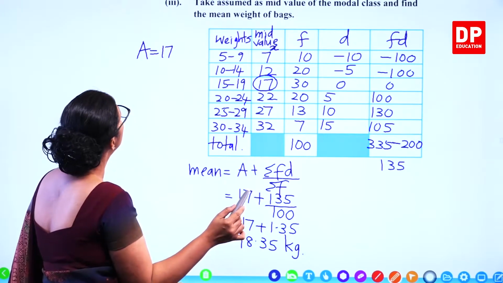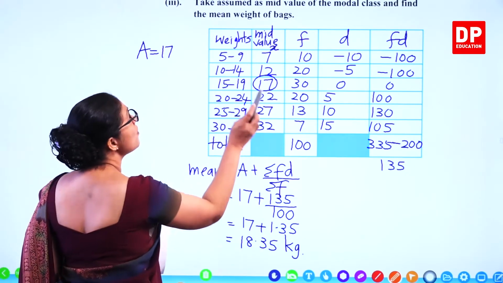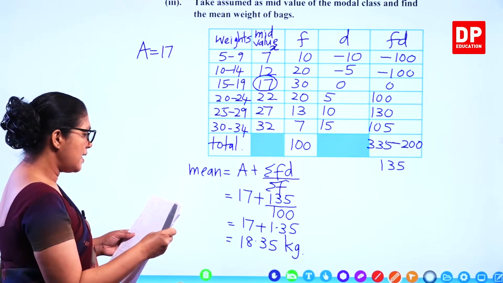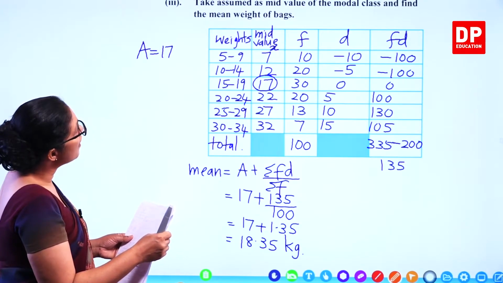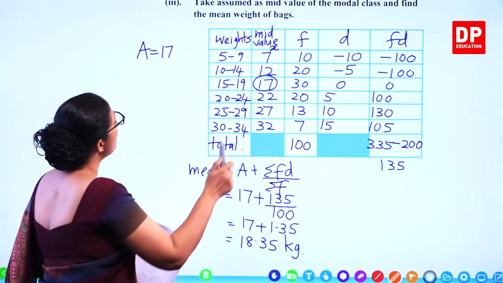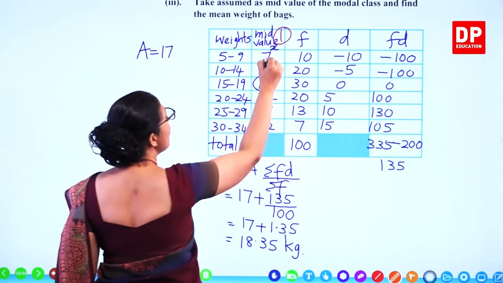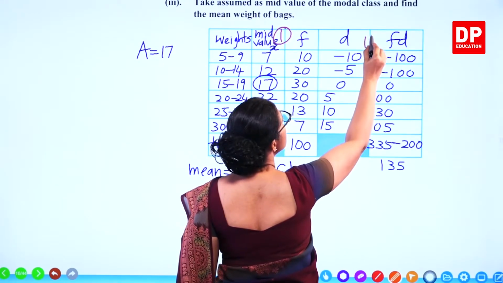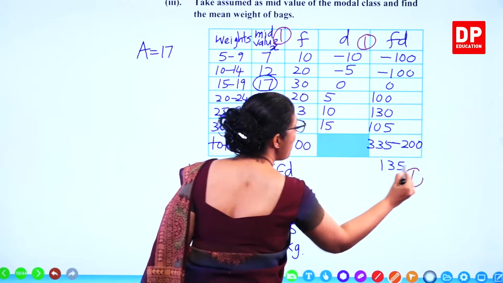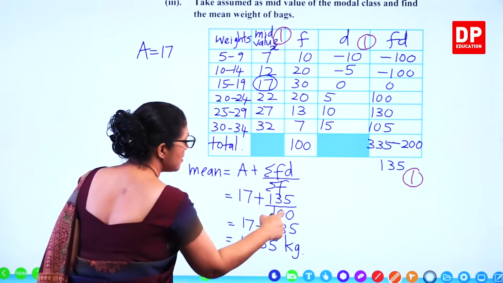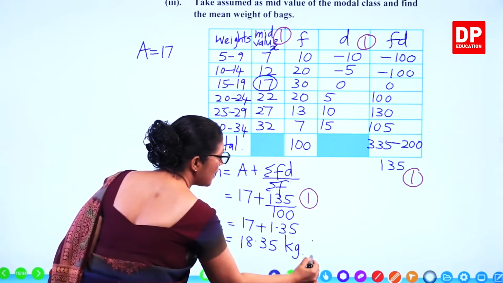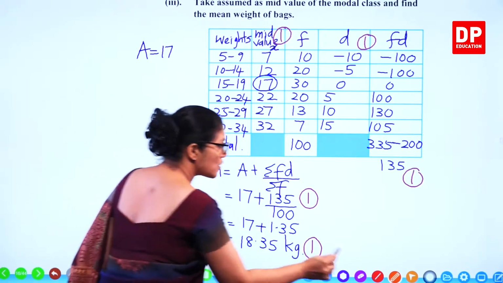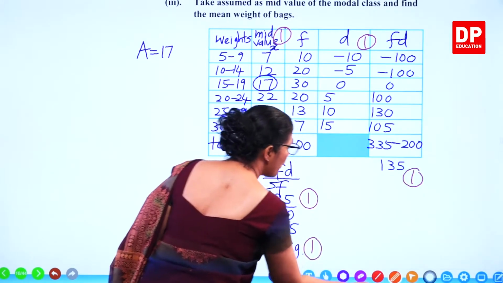So what's the value here? It's not mentioned to round the value, so you can keep 2 decimal places. So let's see, you are getting 5 marks for that. 1 mark for finding mid values, 1 mark for finding deviations, and here sigma FD, 1 mark. And then substitution 1 mark and the final answer 1 mark. So 5 here. We gave 2 marks before, so 7 we have already given.